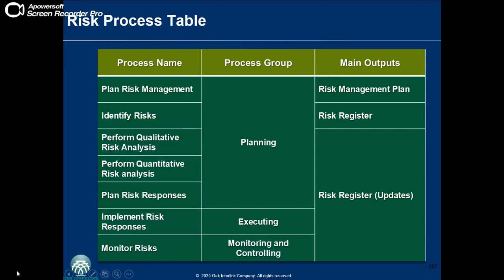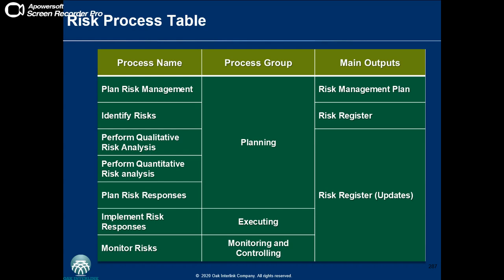The PMBOK recommends a process-based approach to managing projects, and for risk management, we have 7 processes that we utilize in managing risk on the project. We'll just quickly go through them and give brief explanations on each of them.